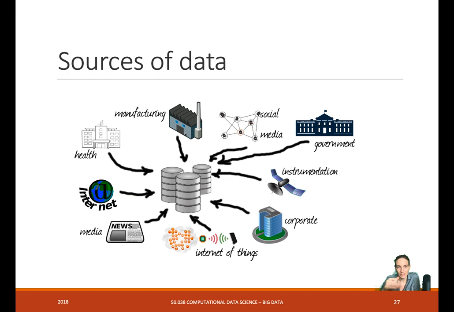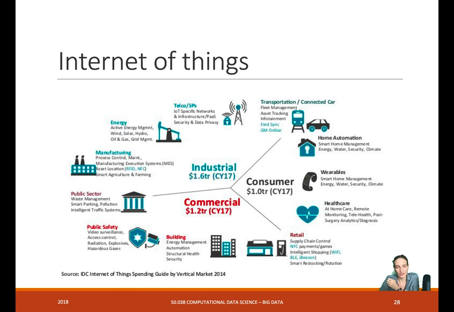So our data comes from many, many possible sources. Internet, I'm not going to go into detail. All this is pretty straightforward. Government offers data sets and APIs. There's corporate data, there's Internet of Things. In fact, Internet of Things will give you a ton of data. Wearable devices, home automation, from the telecom companies, manufacturing data, smart agriculture, from the public sector, let's say smart parking solutions, they might have data.